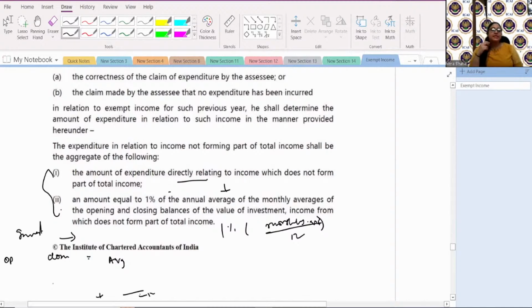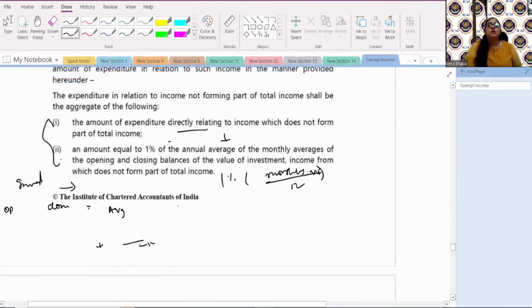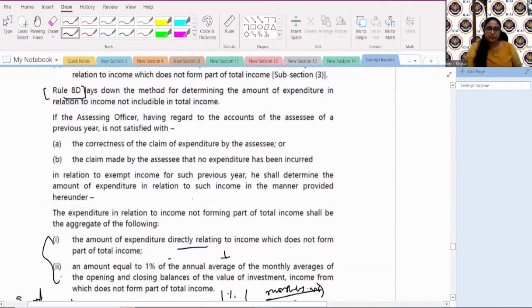So if the assessee has claimed 5 lakh rupees as expenditure for an exempt income, then one, the directly related expenditure would be directly disallowed, and second, this percentage would be disallowed up till 5 lakh rupees. You cannot say that you have not earned the exempt income during the year, hence no disallowance should come. No, if there's an expenditure, the disallowance in relation to this would definitely come.